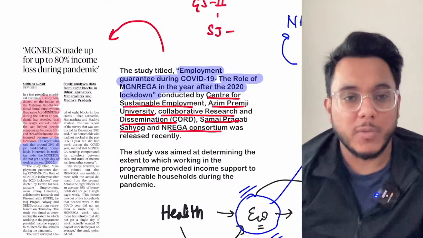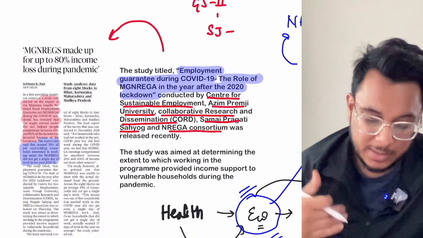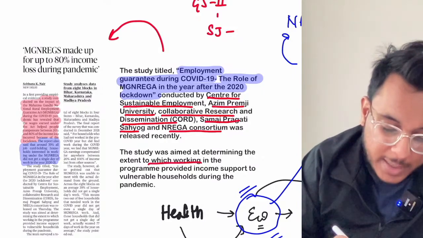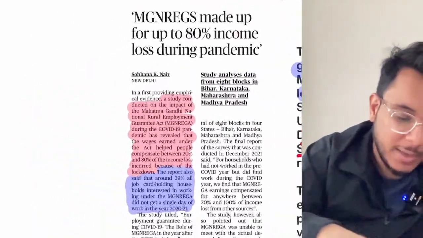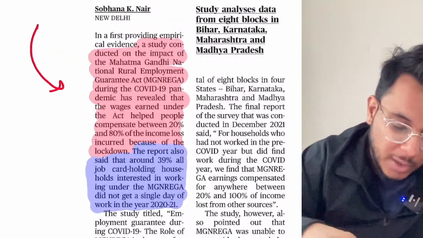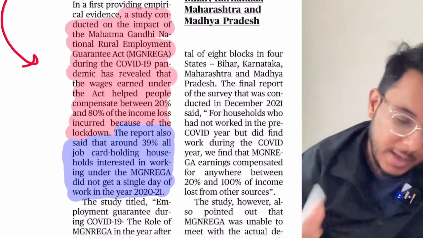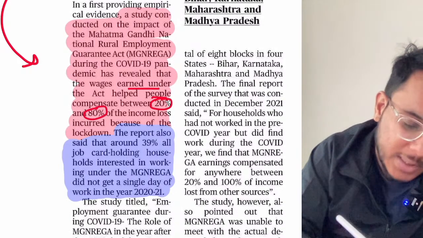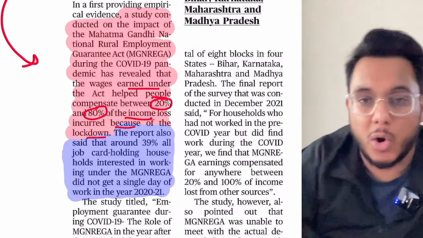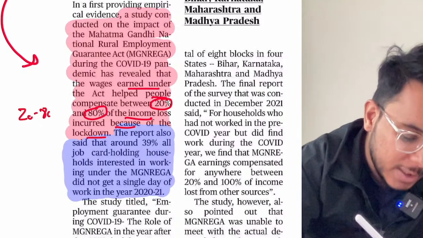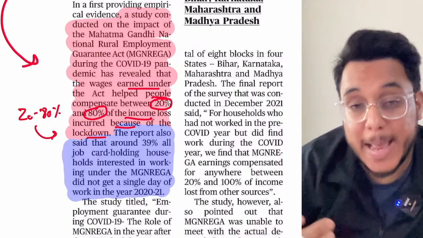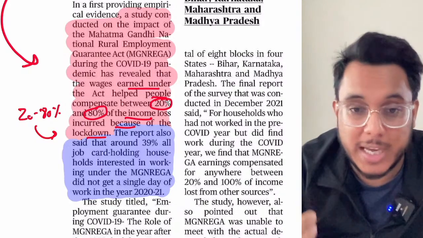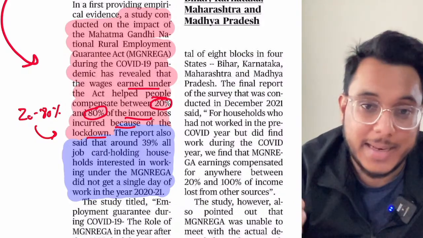So all of these bodies have conducted this study, and they aimed to determine the extent to which working in the program provided income support. Now, what are the findings? According to this report, the wages earned under the Act helped compensate between 20% to 80% of the income loss incurred because of the lockdown. So 20% to 80% of income loss was compensated by MGNREGA wages, and it is a very big economic and substantial financial support to the agriculture sector.